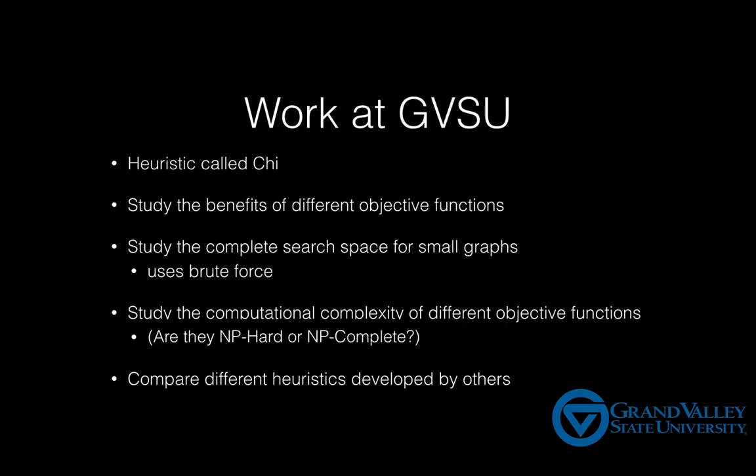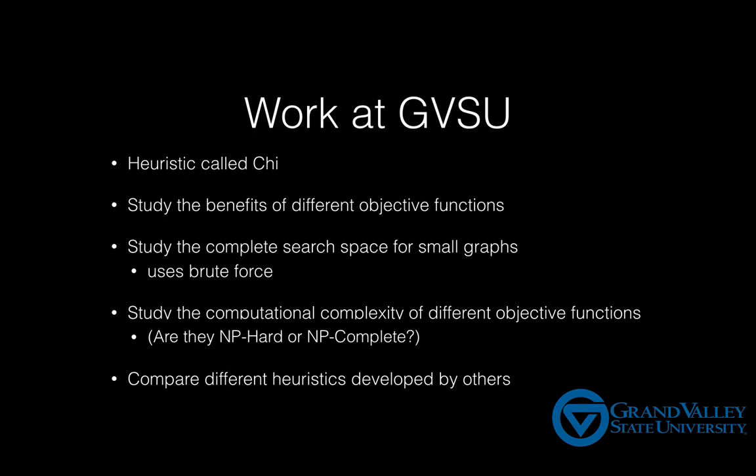Several of us here at Grand Valley do some work in community finding. One major line of research from Professor Scripps is his heuristic called Chi. We also study the benefits of different objective functions. Different objective functions will lead our community finding algorithms to generate different community assignments. And so we're curious which objective functions lead to those community assignments that are most useful in the real world, will allow us to make the best predictions or best decisions.